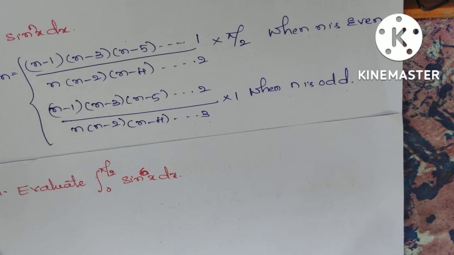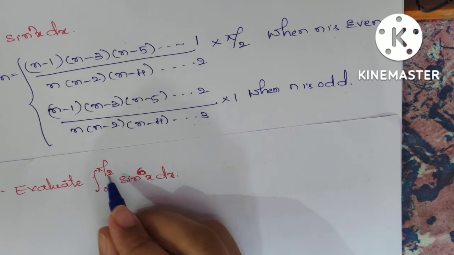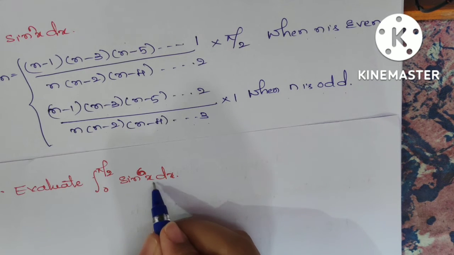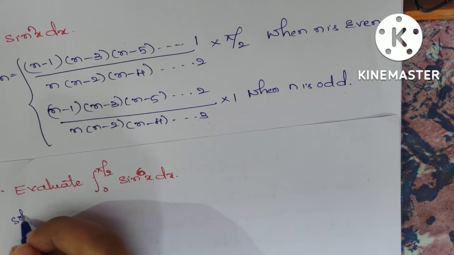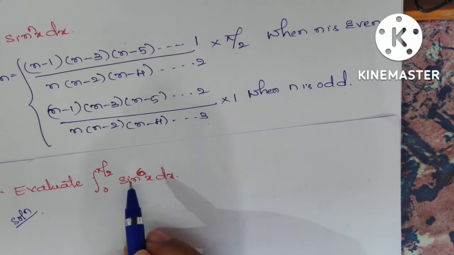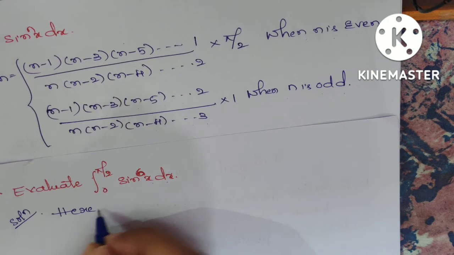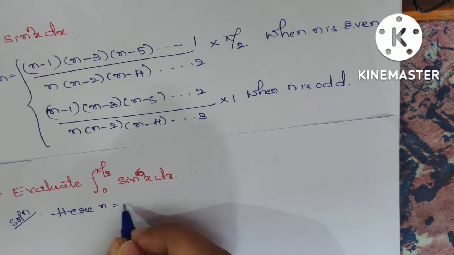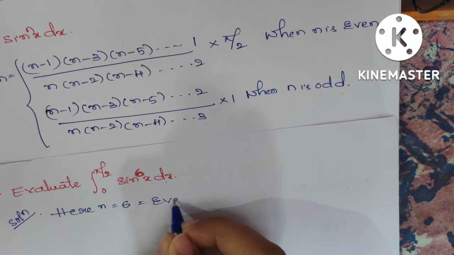Evaluate integration from 0 to pi by 2 of sin power 6x into dx. Solution. Students, here n equals 6. 6 is an even number.